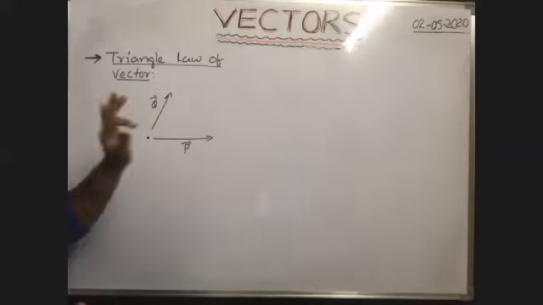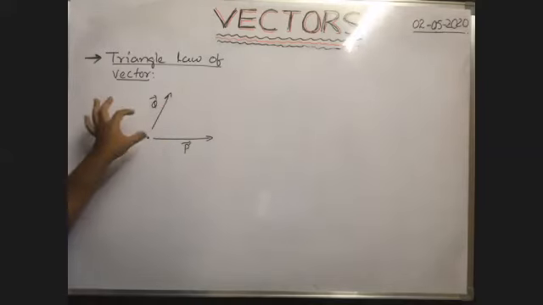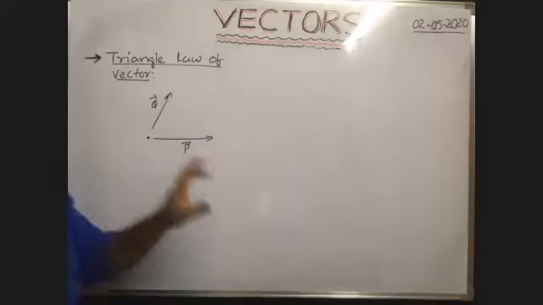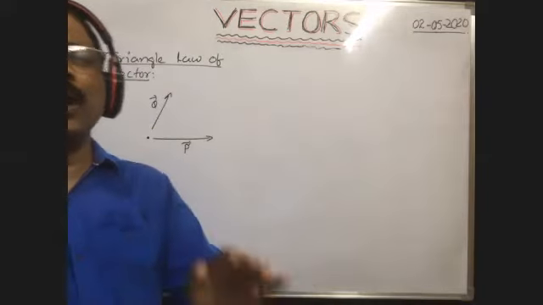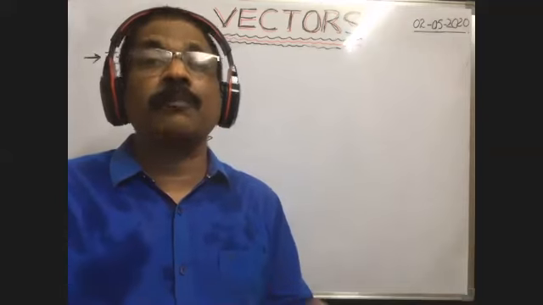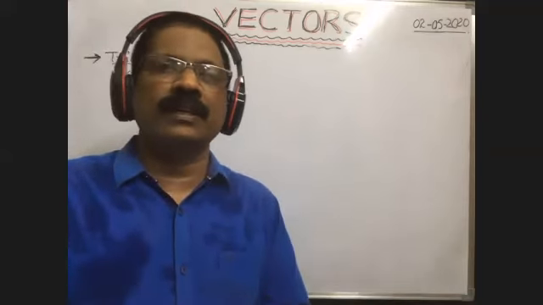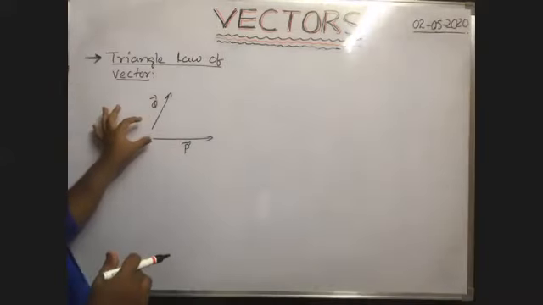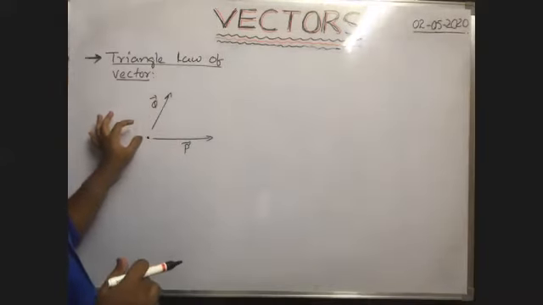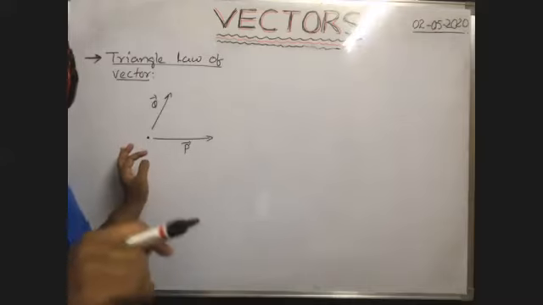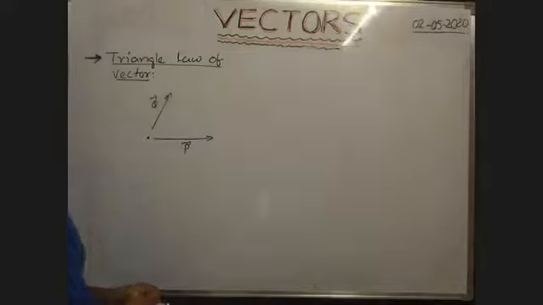But here in the triangle law, how do we take the two vectors acting on a particle simultaneously at the same point? Here we have to take these two vectors as the two adjacent sides of a triangle taken in order, not from the same point. That is the difference between the triangle law and the parallelogram law of vector addition. These two vectors acting on a particle must be taken as the adjacent sides of a triangle taken in order, both in magnitude and direction also.